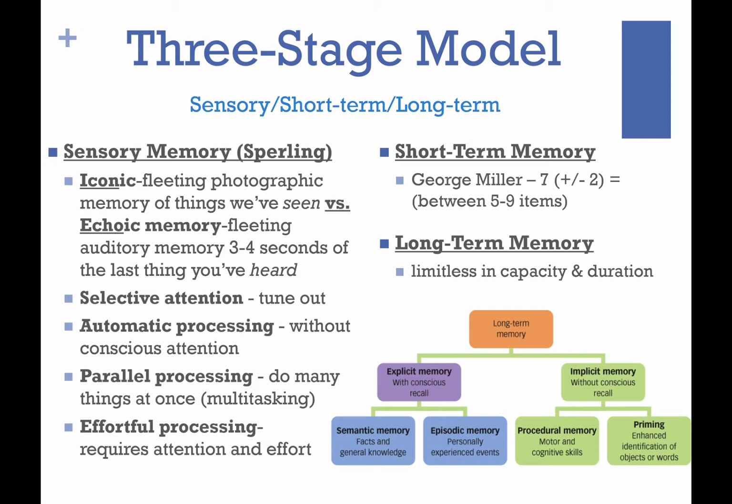Implicit memories are either procedures or priming. And remember, explicit is the hippocampus. It is with conscious recall. Implicit is the cerebellum and is without conscious effort. So if you get an FRQ question about some type of memory process, the only thing you have to do is think, does this require any conscious effort or not? And that will tell you if it's implicit or if it is explicit.